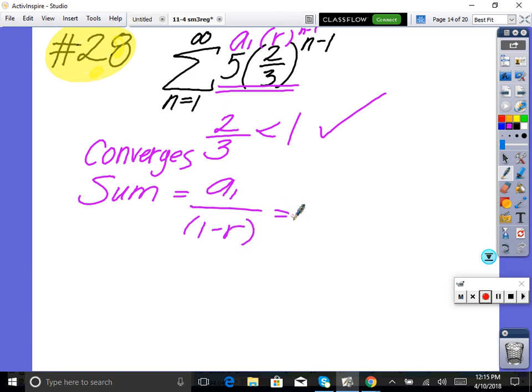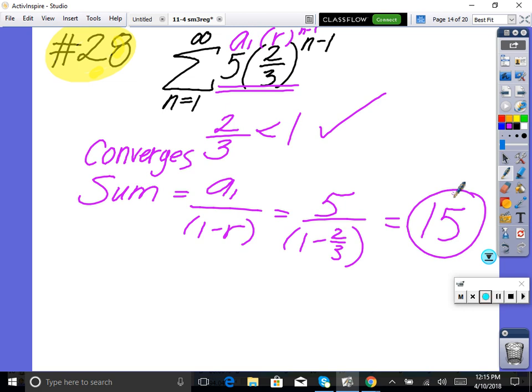Plug in what you know. A sub 1, isn't that 5? Over 1 minus our r, which is 2/3. You would type it into your calculator using parentheses down here. What do you get? 15. Now watch how cool this is.